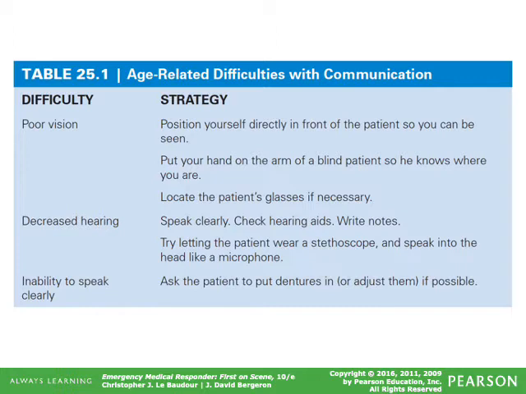A lot of elderly individuals have decreased hearing. Just make sure you speak clearly. Don't yell at them, but make sure you're enunciating your words. Check to see if they have any hearing aids nearby and write notes if you must. Try letting the patient wear a stethoscope and speak into the head of the stethoscope like a microphone. I've never done that, but I guess it could work.